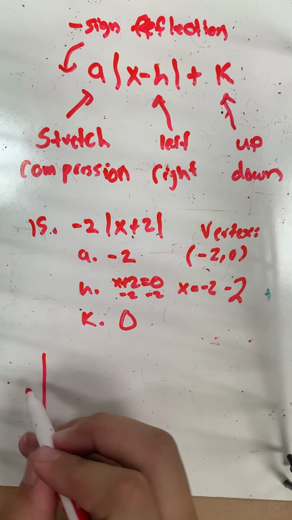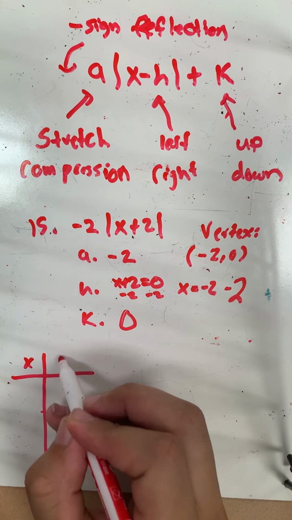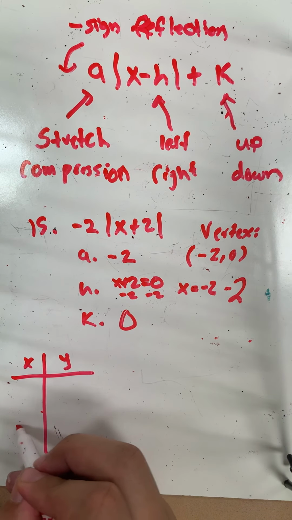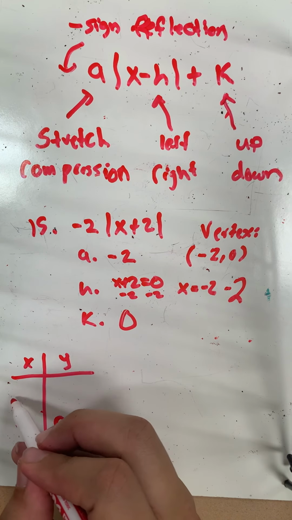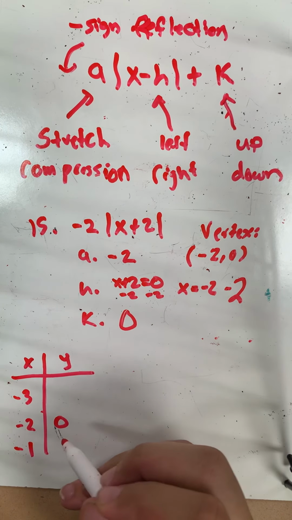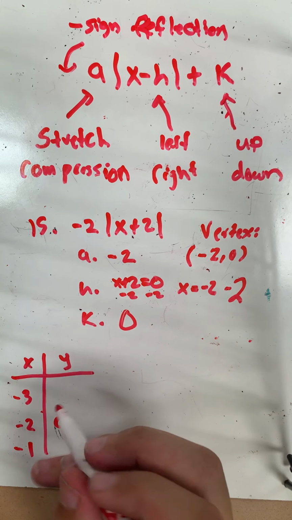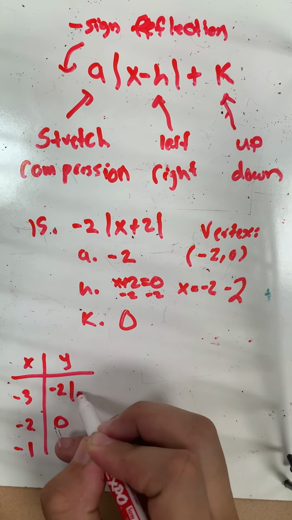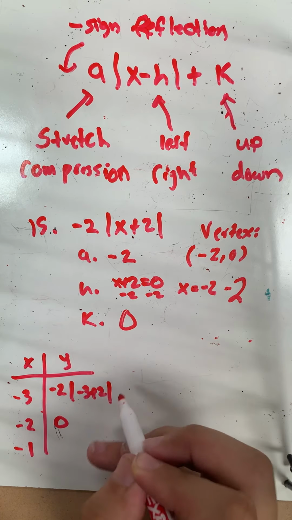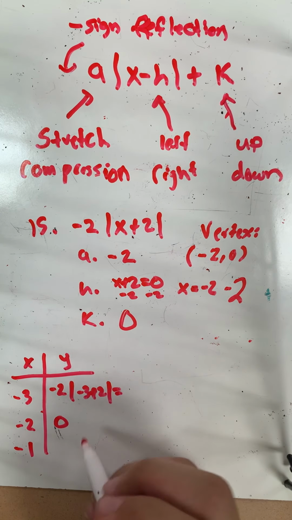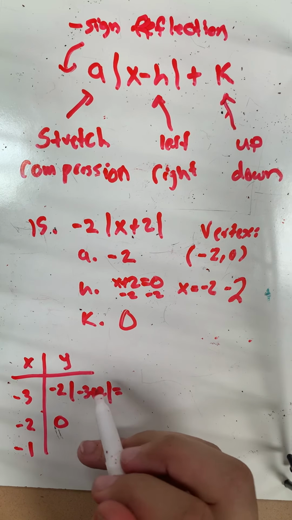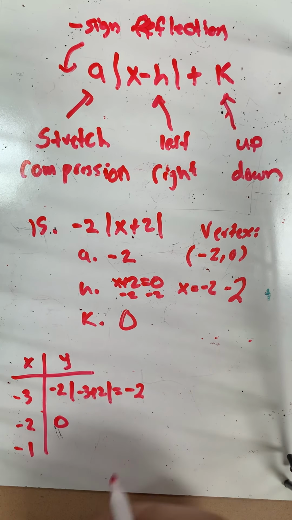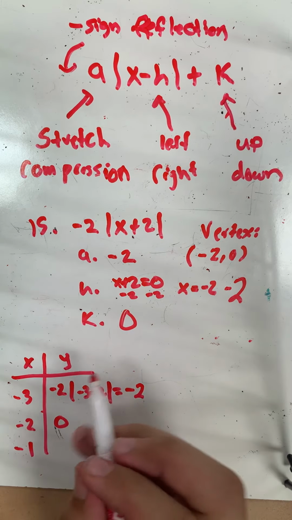So if I make a table of values with x and y, I have one at -2 and one at 0, and pick a number on either side. So I'm going to pick -3 and -1. If I plug -3 back in here, I get -2 times the absolute value of -3 plus 2. Well, -3 plus 2 is -1. The absolute value of that is 1 times -2. There's -2.